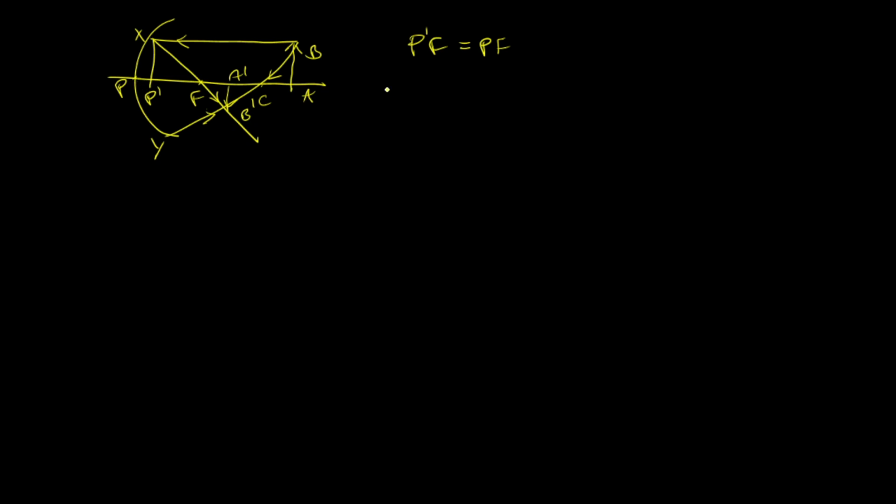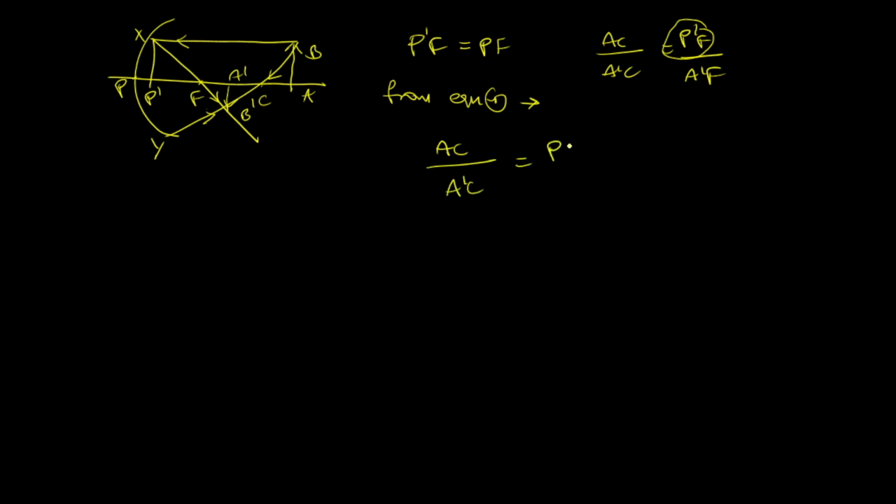Okay, now from equation 4, what is equation 4 we have? AC by A prime C, which is equal to P prime F by A prime F. This is equation number 4. In this equation number 4, I am going to substitute the P prime F value as PF. Therefore equation number 4 becomes AC by A prime C, which is equal to PF by A prime F. This is equation number 5.